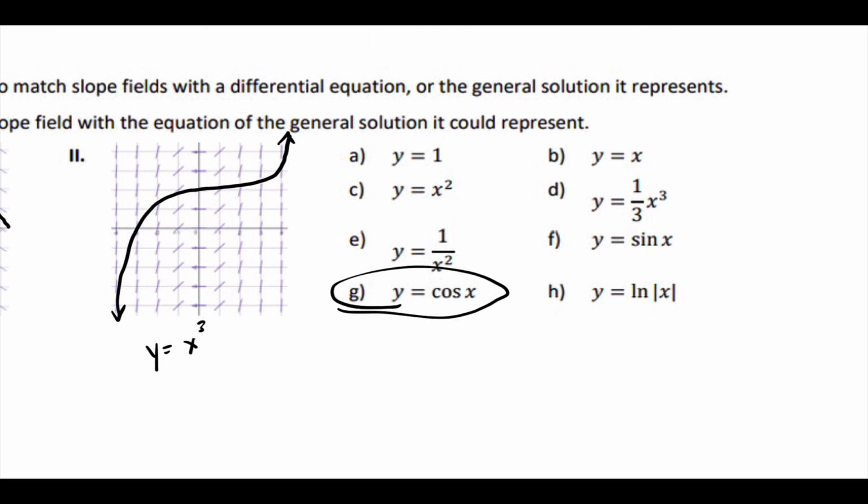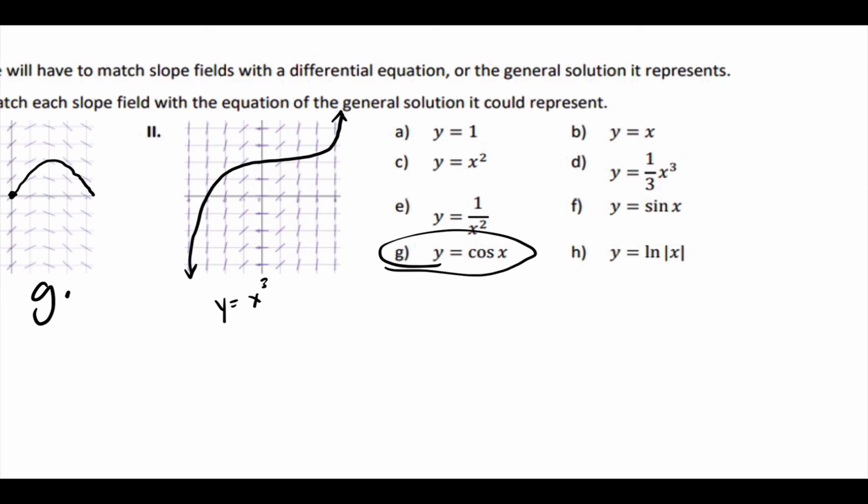Let's see. C. So if I find the derivative of C, the derivative would be X, right? So if I were to make a slope field for X, would that give me something that looked like that? That's my question. That's what I'm looking for. So figure out which one it is. Okay.